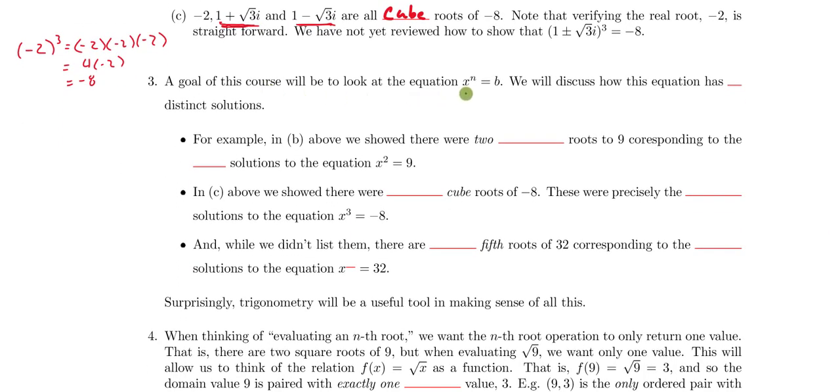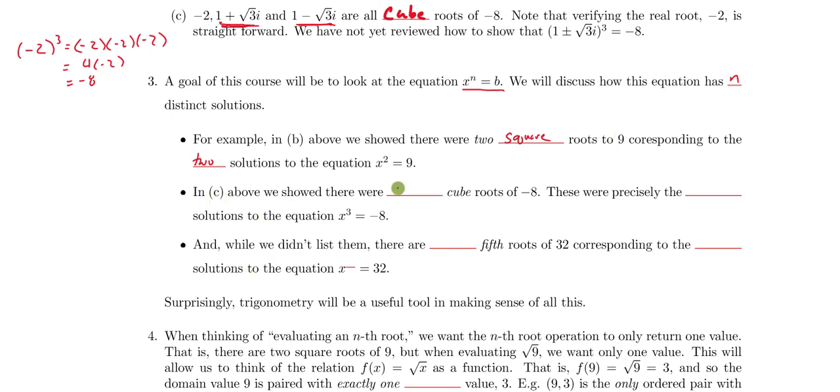But one of the goals of this course is to look at this equation right here, x to the n equals b. And we will discuss how this equation has n distinct solutions. So for example, in b above, we showed that there were 2 square roots of the number 9, corresponding to the 2 solutions to this equation right here, x squared equals 9. If we try to find the numbers that make x squared equals 9 true, we found 2 of them, 3 and -3. And so those are the 2 square roots. So what I'm trying to emphasize is we had 2 solutions to this equation, and those are precisely the 2 square roots of 9.